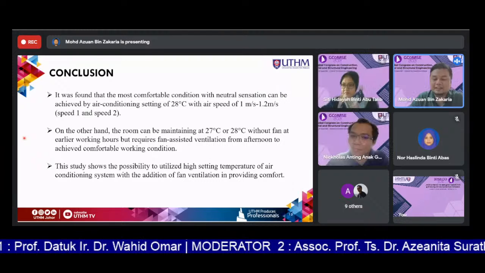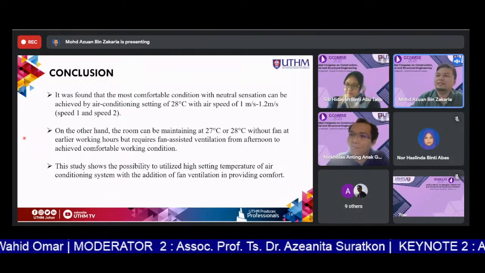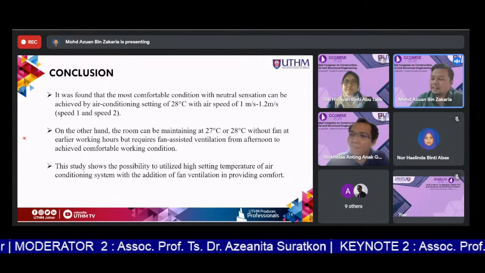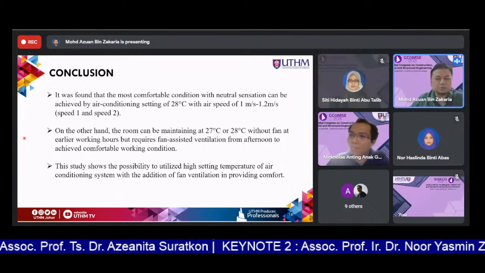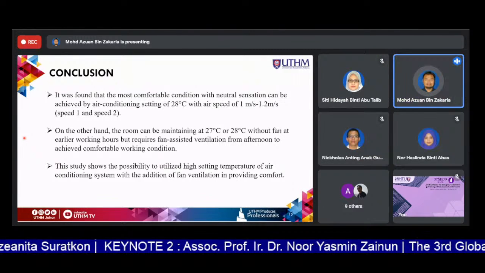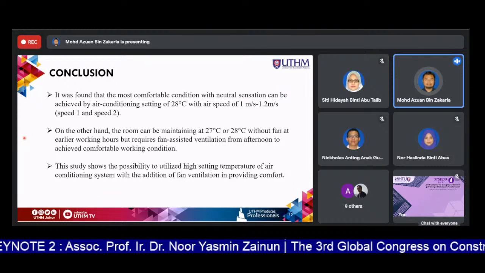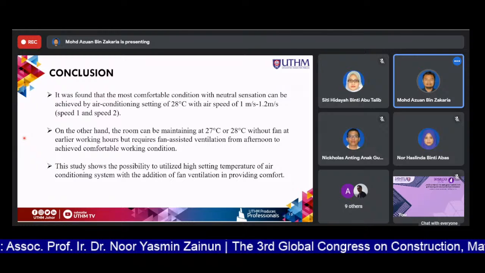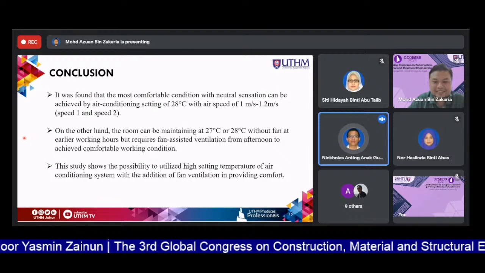Urban heat island is actually the main problem, especially by 2030, where it is expected that the outdoor environment will increase by 2 degrees Celsius. So we need to prepare how to adapt to that condition. Okay, thank you, Dr. Azwan, for your question.